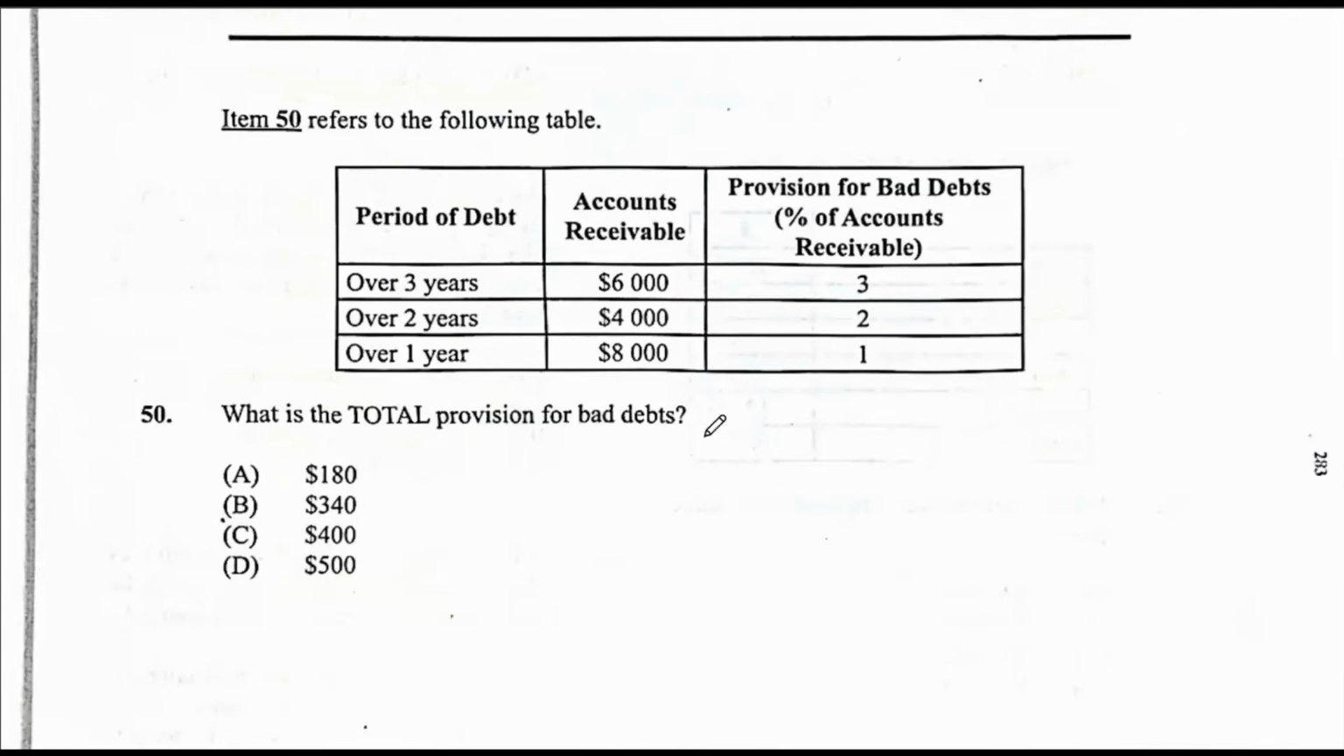What is the total provision for bad debts? Right, guys, so we have some details here to work with. In year 1, the accounts receivable figure is 8,000. Bad debt is supposed to be 1% of that. Over 2 years, 4,000 is the AR. Provision should be 2%. And over 3 years, 6,000. Provision should be 3%. Alright, guys, so let's see if we're going to get the answer for that. All you simply have to do, when they ask us for the total provision, is take each year, multiply it by your percentage to see what the amount was each year, and then simply add them up together. So let's do that.